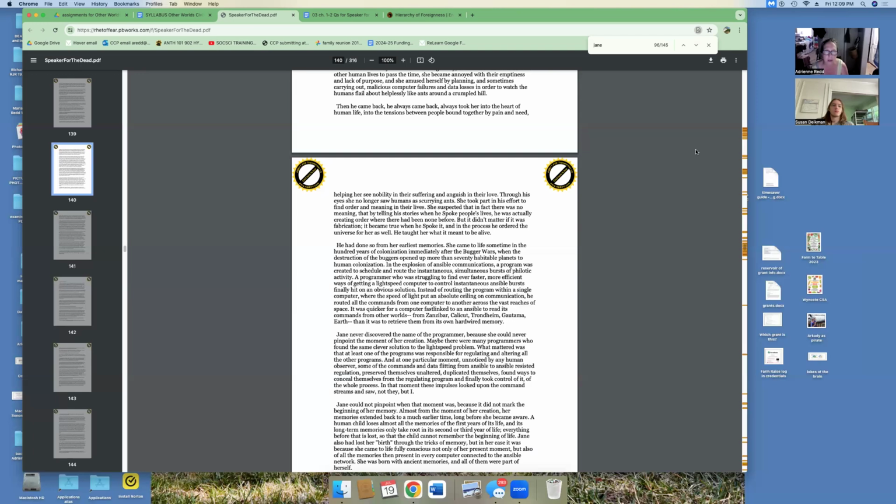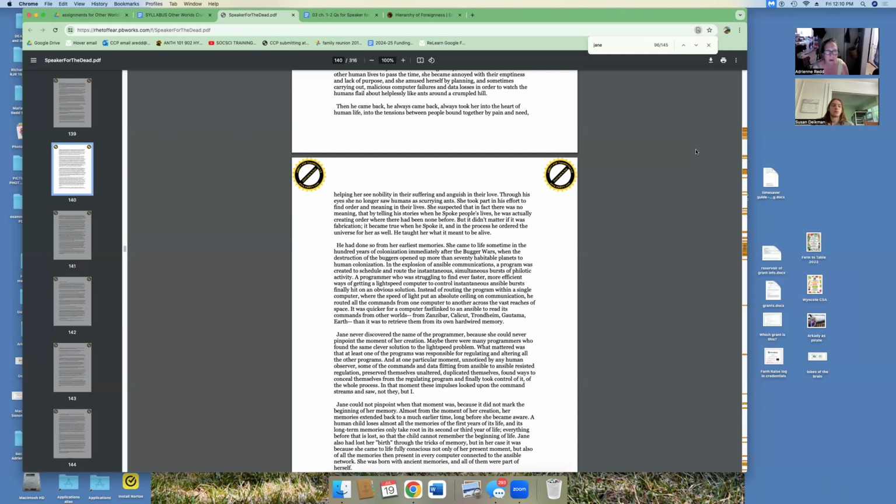She came to life sometime in the hundreds of years of colonization, immediately after the Bugger Wars, when the destruction of the buggers opened up more than 70 habitable planets to human colonization. In the explosion of Ansible communications, a program was created to schedule and route the simultaneous bursts of philotic activity. A programmer who was struggling to find ever faster, more efficient ways of getting a light speed computer to control instantaneous Ansible bursts finally hit on an obvious solution.